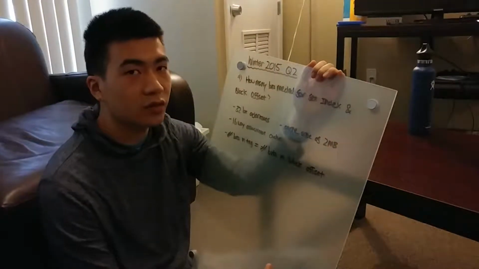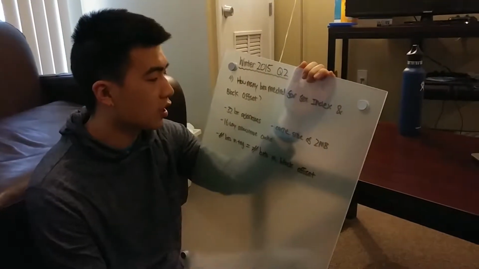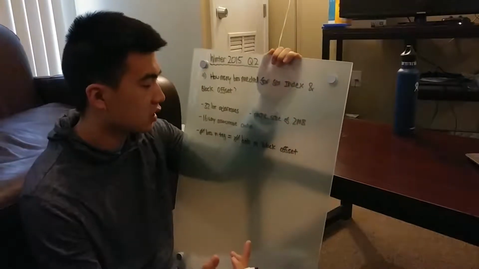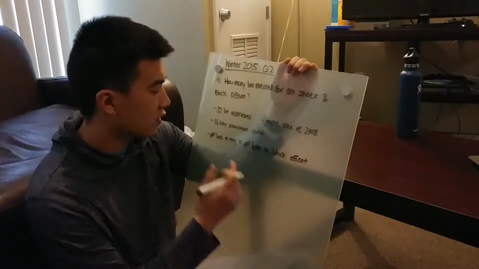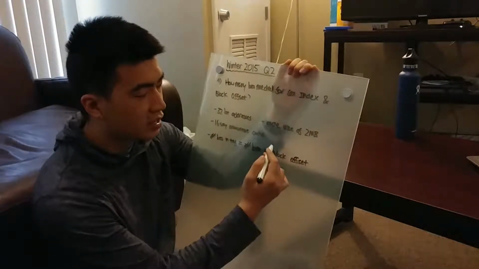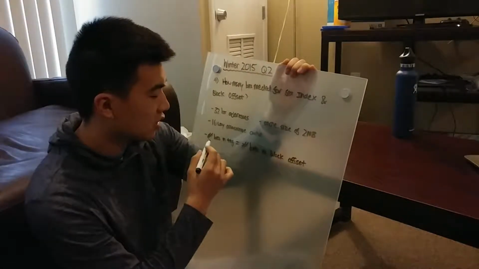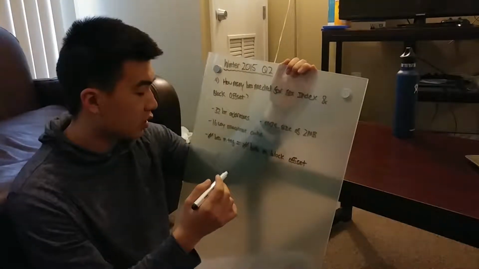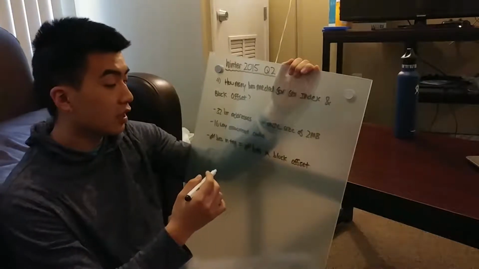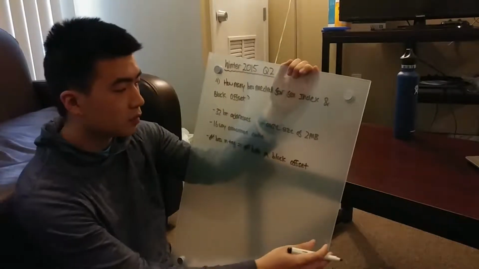Hi everyone, today I'll be going over Winter 2015's final, question 2, part 4, which is asking how many bits are needed for the set index and the block offset for this certain system. And this system is comprised of 32-bit addresses with a cache size of 2 megabytes and a 16-way associative cache with the same number of bits in the tag as there are number of bits in the block offset.